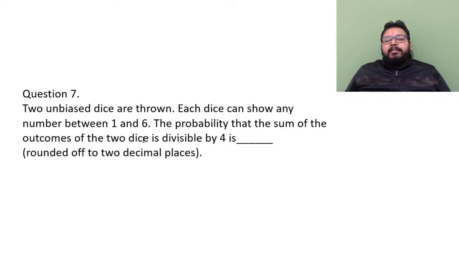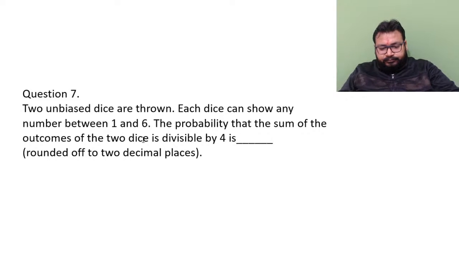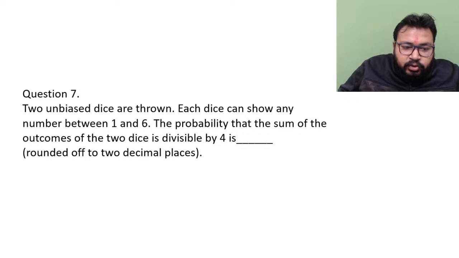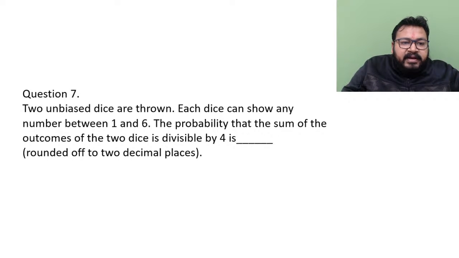Okay guys, so two unbiased dice are thrown. Each die can show any number between 1 and 6. The probability that the sum of the outcomes of the two dice is divisible by 4 is. So when two dice are thrown, what are the total number of cases guys? When two dice are thrown, the total number of cases are 36.